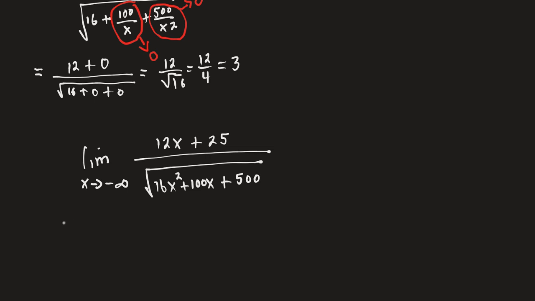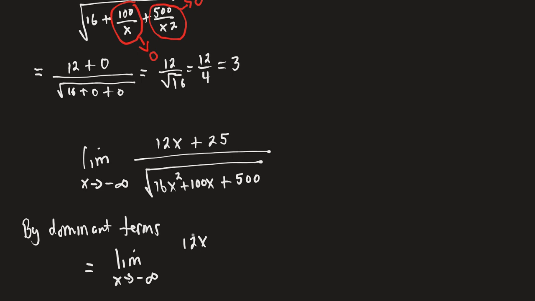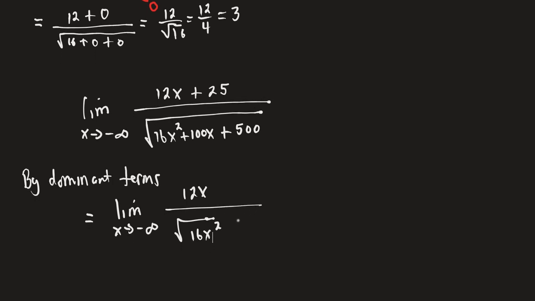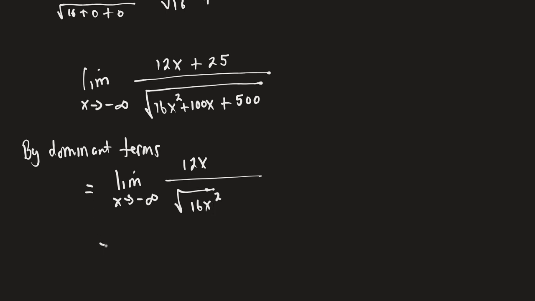So now using dominant terms, this limit is equal to this limit. Again, it's the same first step. The top term that dominates is 12x. The bottom term is the root of 16x squared, right? And then the first property of roots is also the same as it was above.